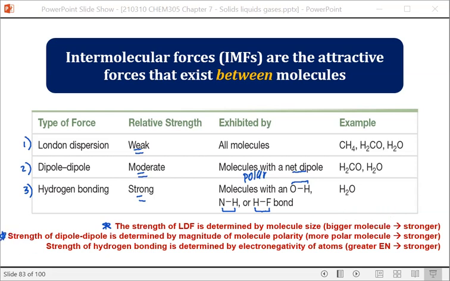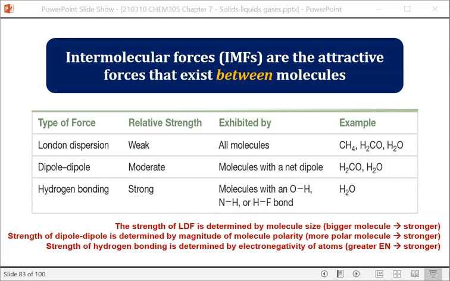When you're comparing molecules that have dipole-dipole interactions, the strength of the dipole is determined by the magnitude of the molecule's polarity. So more polar molecules are going to have stronger dipole-dipole interactions. And for hydrogen bonding, the strength of the hydrogen bond is determined by the electronegativity of the atoms. So the greater the electronegativity, the stronger the hydrogen bond. A hydrogen to fluorine hydrogen bond is going to be stronger than a nitrogen to hydrogen bond, because fluorine is more electronegative than nitrogen.